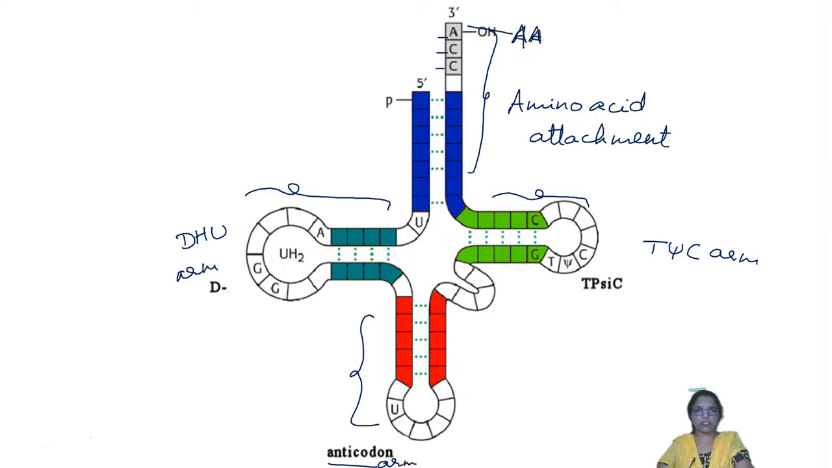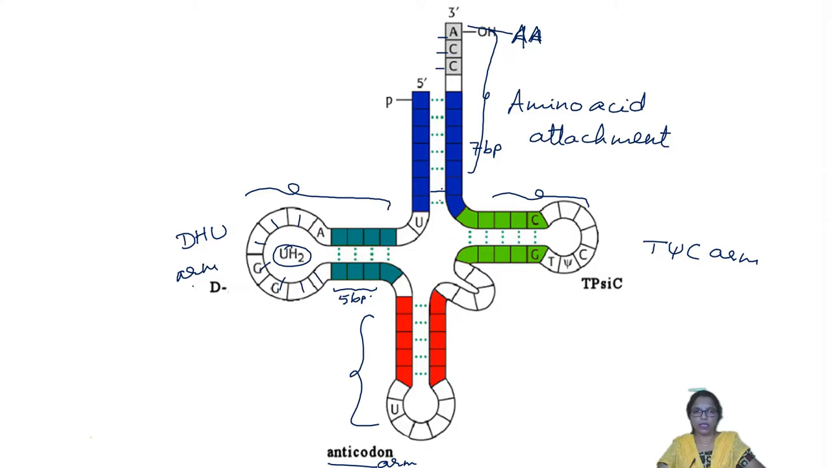That is why this system is known as the amino acid attachment arm, and it contains around 5 to 7 base pair stem. This DHU arm is named because of the presence of dihydrouridine in this particular loop, which also contains a 5 base pair stem, and there are unpaired bases. These are unpaired bases which are forming the loop.